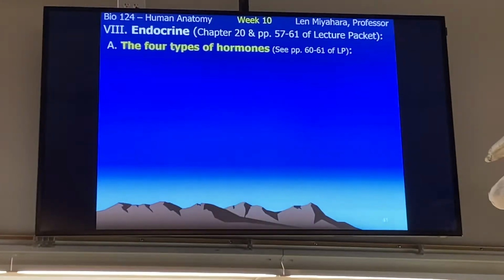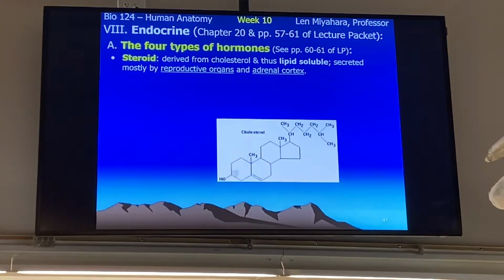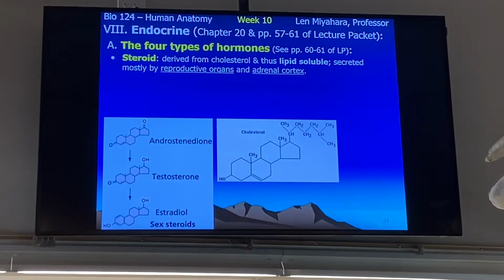All right, last topic for lecture exam 3 is endocrine. This is where I'm going to cover it. There are 4 chemical classes of hormones. The first one is the steroid.